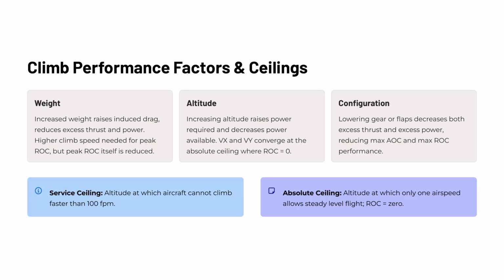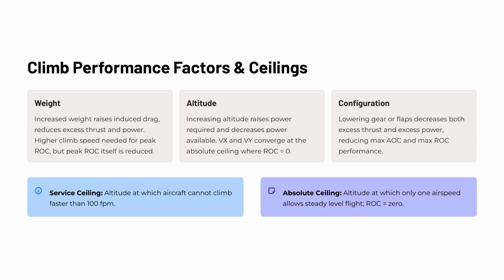Altitude has a compounding effect on climb performance. As you climb higher, the power required increases while the power available from your engine decreases due to the thinning atmosphere. This causes Vx and Vy to gradually converge. At the absolute ceiling, they meet at a single point, the only airspeed where steady level flight is even possible, and at that altitude, your rate of climb equals 0.